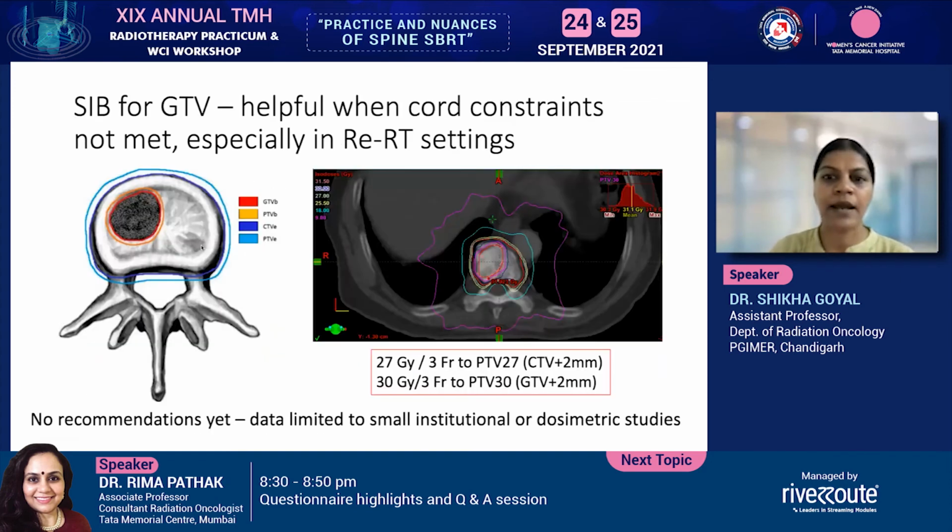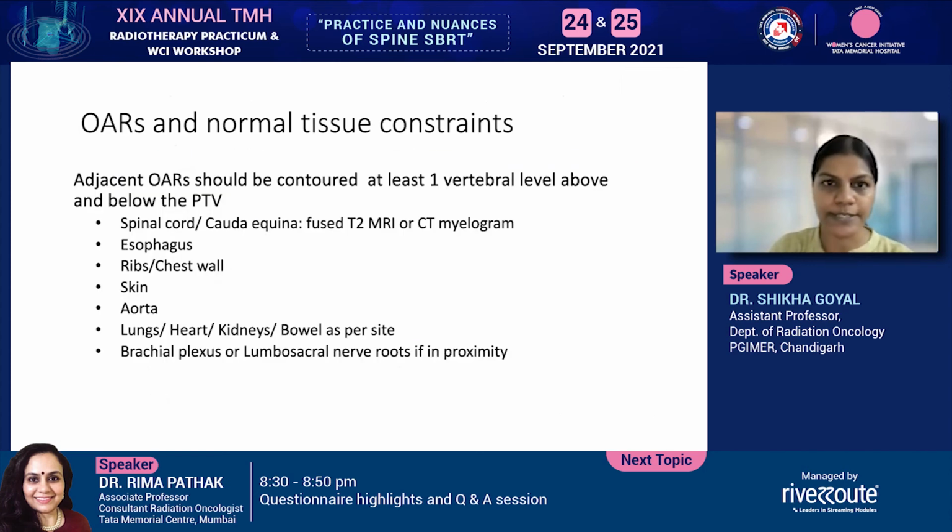In recent times, some authors have also tried to escalate dose to the gross disease, wherein the GTV is given an additional 2 to 3 millimeter margin, which is called the SIB PTV, and this is given a slightly higher dose than the rest of the spinal PTV. In this case example that we treated, we gave 30 Gray in 3 fractions to the GTV with a 2 millimeter margin, and 27 Gray in 3 fractions to the rest of the vertebral body as per ISRS guideline. This is still not a recommendation because the data is limited to small institutional and dosimetric studies.